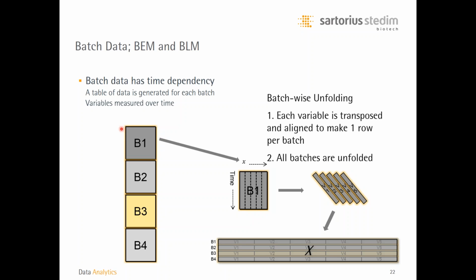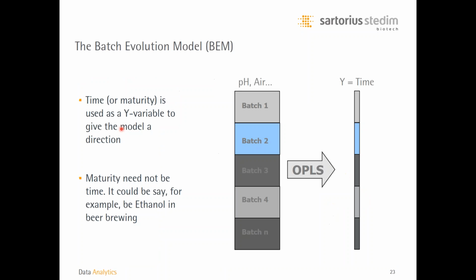In this data set that we are soon going to look into, we are making a batch evolution model, and in the batch evolution model, we need something to give the model a direction. So in addition to this arrangement where we have the process inputs, we also have a process output or a Y variable that can be a time or a maturity indicator. It can for instance be the amount of ethanol in beer brewing. A maturity indicator is something that reflects the progression of the batch. Either the time or a maturity variable is used in conjunction with all the other process measurements in order to give the model a direction. This is now called the batch evolution model, and from the batch evolution model we can create control charts.